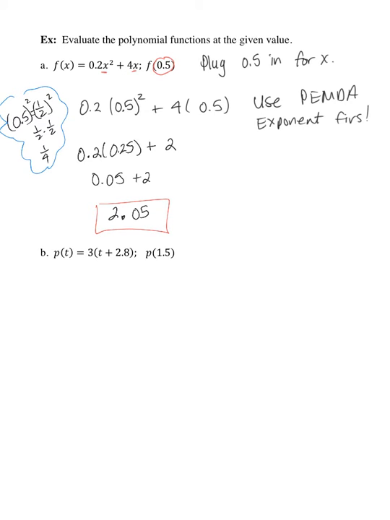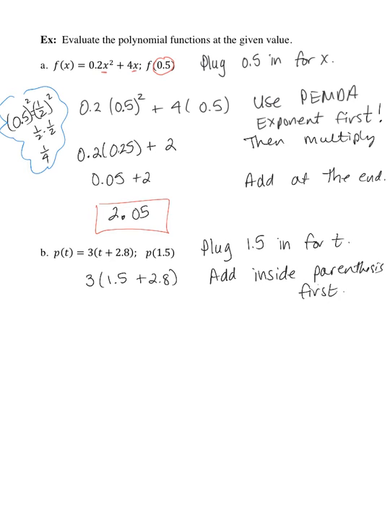Good. Okay, let's try this next one. So every time we meet a t, we're going to plug 1.5 in place of t. Okay, and then we'll do our parentheses first. So first we'll add. And 1.5 plus 2.8, that is 4.3. And then we'll get to multiply that by 3. So the final answer here is 12.9.